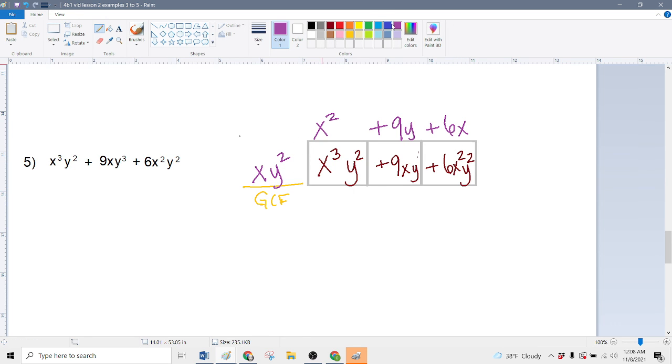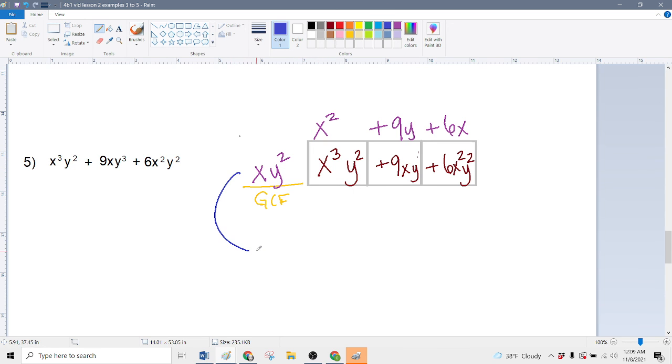And it's always important that you check, does x squared times this term equal this term, right? X squared times xy squared. Well, we're going to take those x's, add the 2 to this invisible 1. We'll get that x cubed. And then, of course, we have that y squared too. So as you go through and you factor out the GCF, make sure you always check, okay?